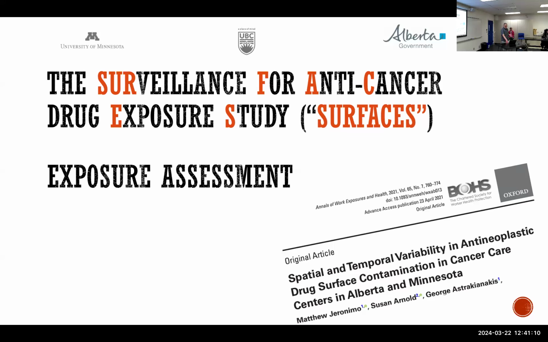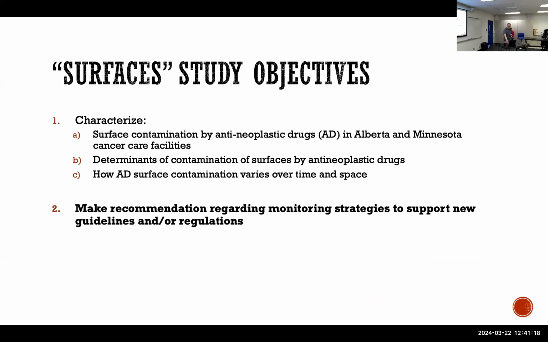So in 2017, we undertook this study funded by the Alberta government called Surfaces, or Surveillance for Anti-Cancer Drugs. And the objective of that was twofold. The first was really to do a large exposure assessment on a scale that really hadn't been done before. So it looked at two different health authorities, Alberta and Minnesota. It looked at, well, I'm going to come to the details of it, a large number of hospitals over a lengthy period of time.